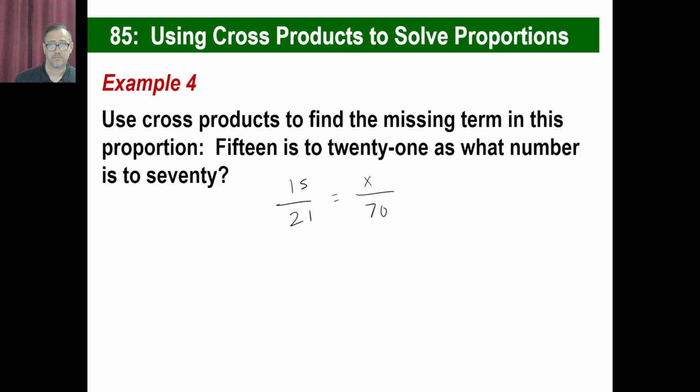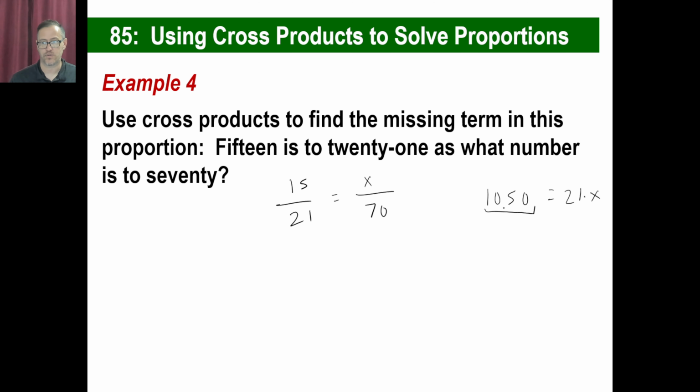Now, how are we going to solve this? We're going to cross, what they call cross multiply. So we're going to say 15 times 70, that's going to be 1,050 if you do the arithmetic, is equal to 21 times some number, 21 times x. And of course, what's the next step? Well, we just divide 1,050 by 21.